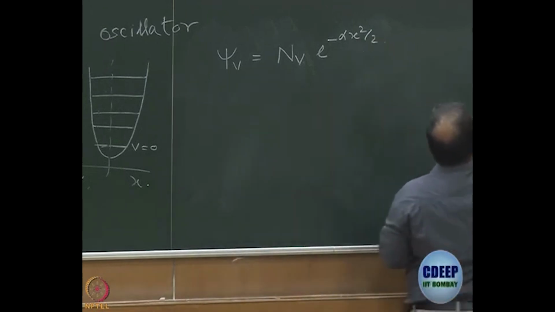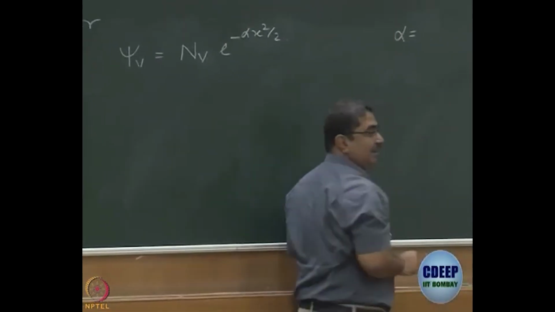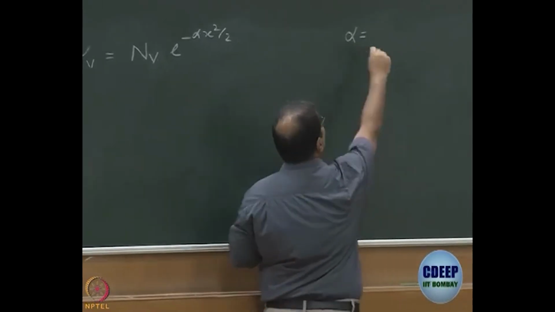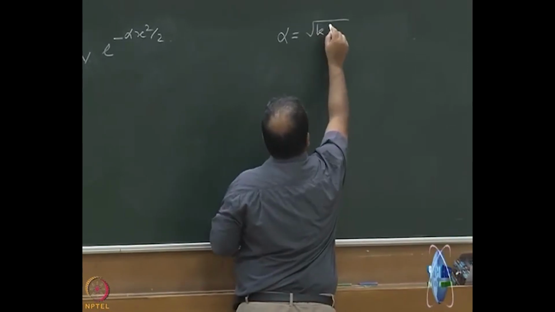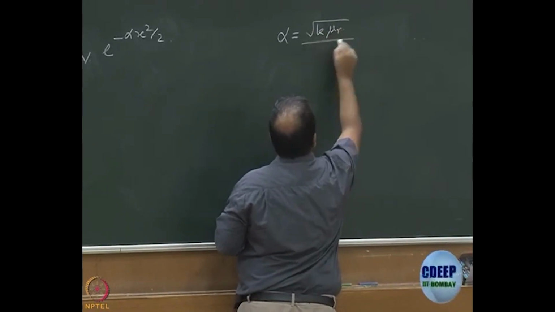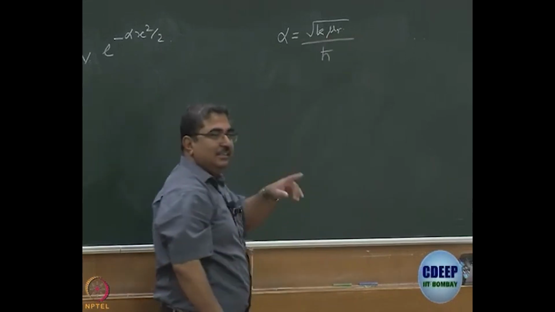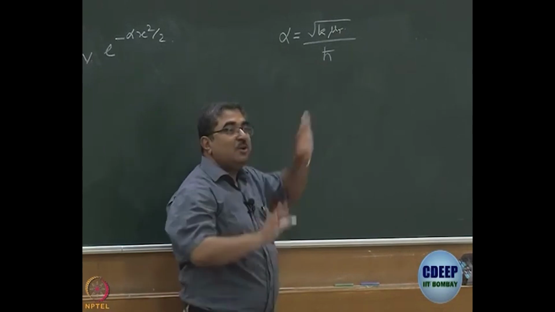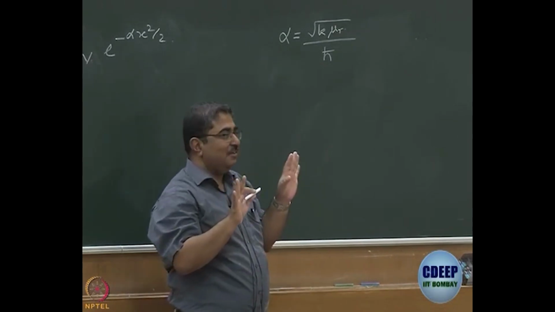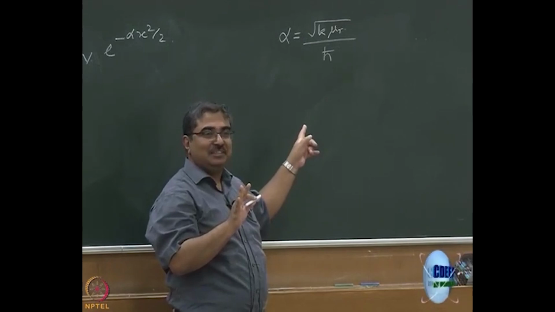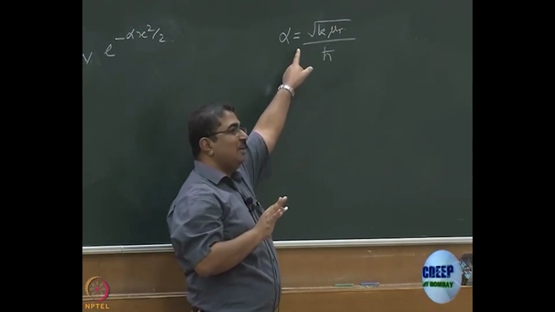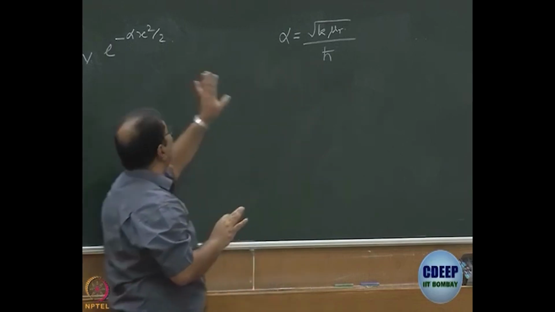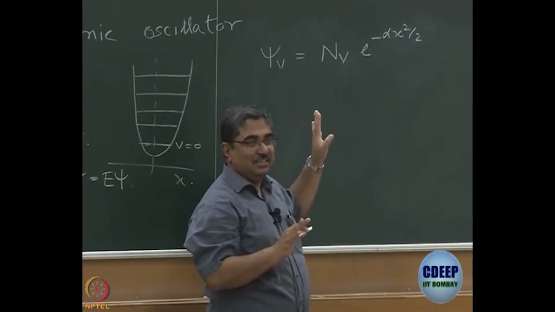What is alpha? Alpha is root over k mu r divided by h cross. In most books it is written root over everything, and in the denominator you have h cross square. Do you have to remember this? No. I am sure I will forget this in a couple of days. You do not have to remember alpha equal to root over k mu r divided by h cross. If you require it, we will give it, but you should remember the general form of the wave function.